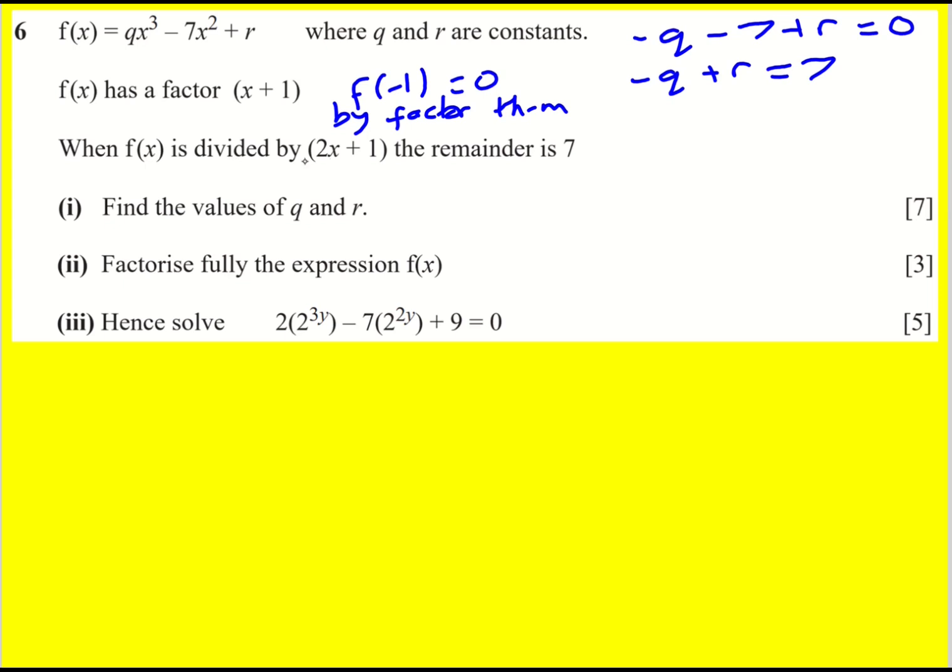We're then told when f of x is divided by 2x plus 1, the remainder is 7. So now I'm going to be using the remainder theorem. It's going to be f of minus a half. Essentially, that's the solution for this thing equaling 0. And that is going to then equal 7. I don't need to do any division here whatsoever. Don't do that. Just use the factor theorem and the remainder theorem.